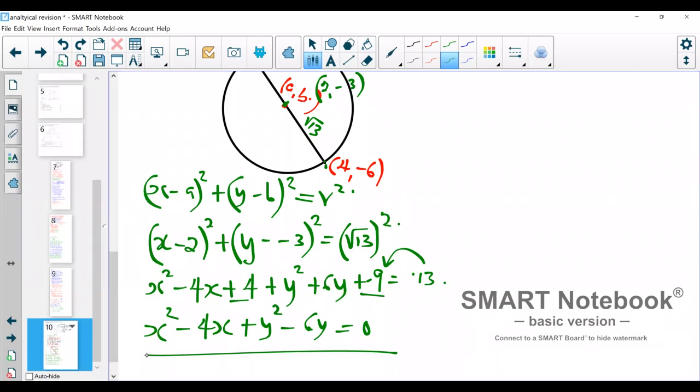So for those of you that got it correct, well done. For those of you that got it wrong, please check what we did. All right, I hope that's fine now. So that's how to get the equation of the circle.